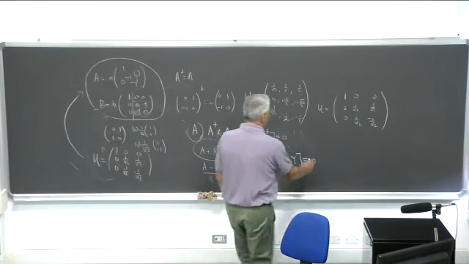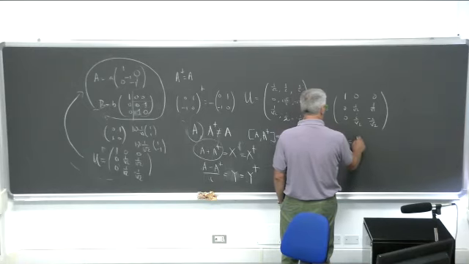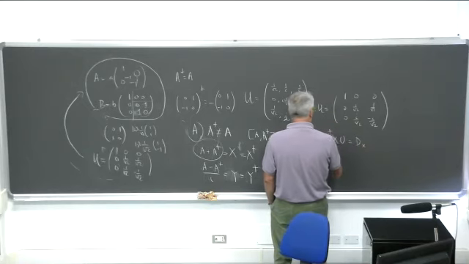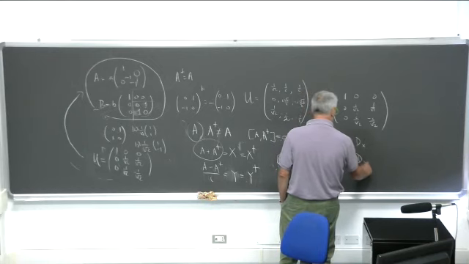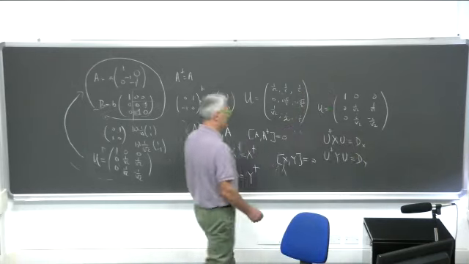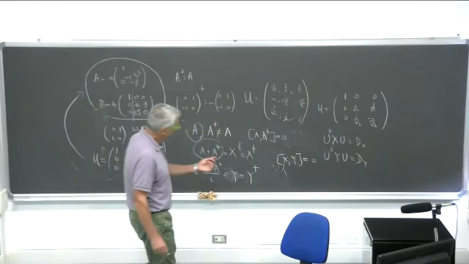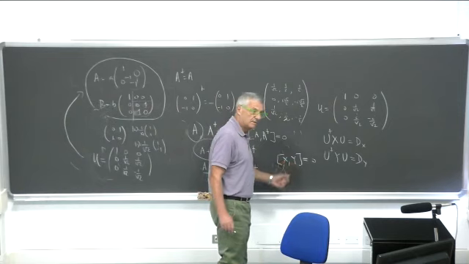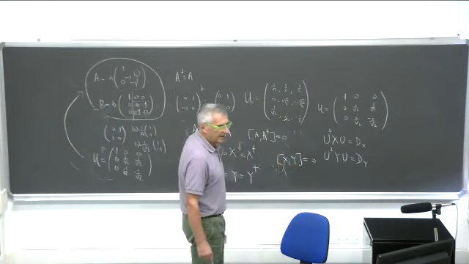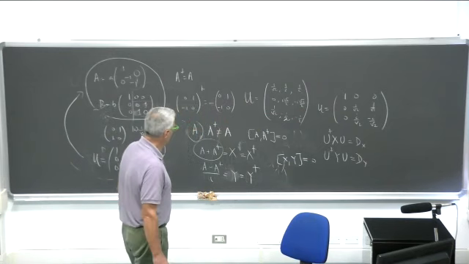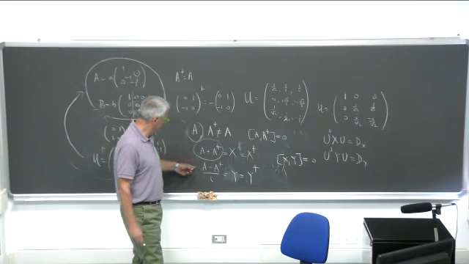So you have U†X U = DX, and U†Y U = DY. These are diagonal matrices, because this is true. Once you have this, how can you get A? Well, it's clear from here, right?